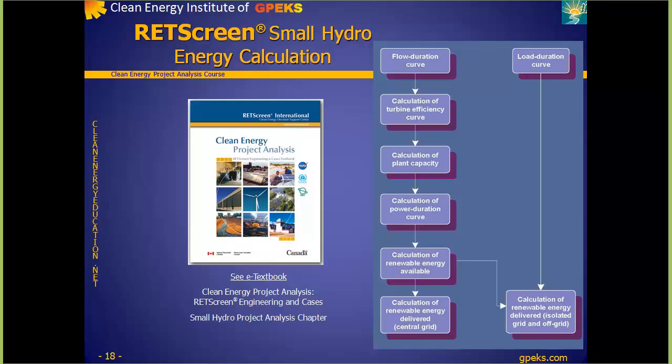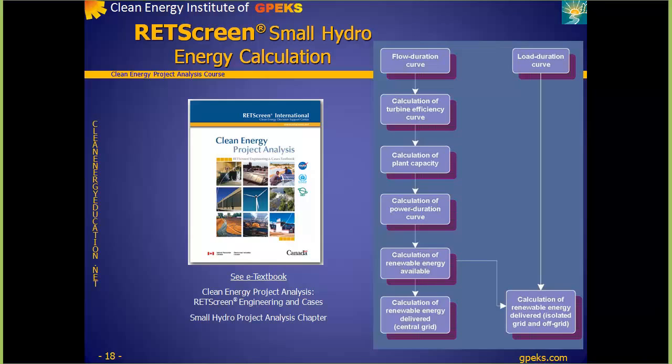The second step is the calculation of the plant capacity. This is based on an equation for the power output as a function of flow. The power output is the product of the mass flow rate, the acceleration due to gravity, the head, the turbine efficiency at the given flow rate, the generator efficiency, and the transmission system efficiency, all reduced by the parasitic losses.